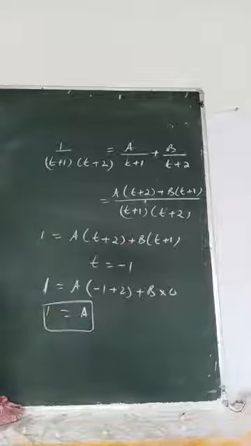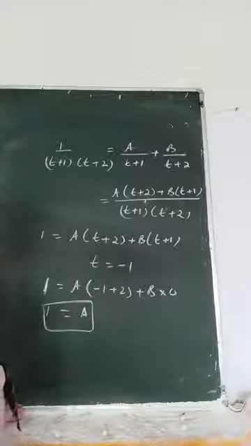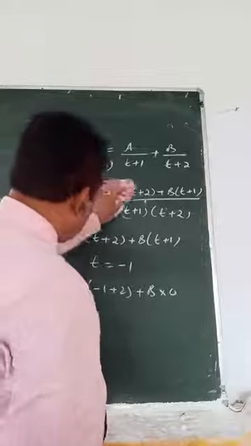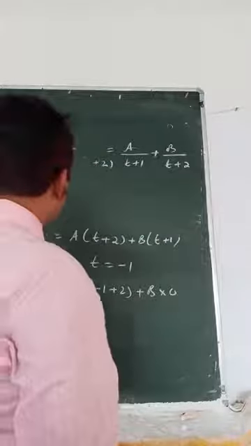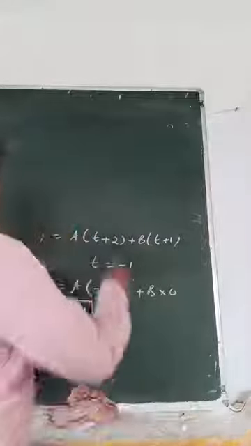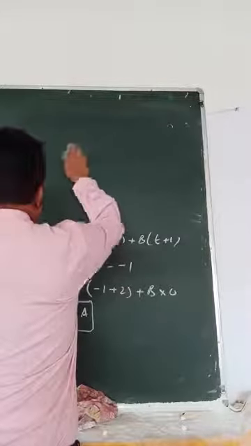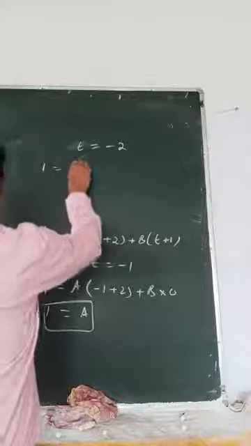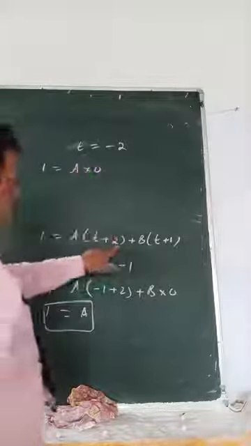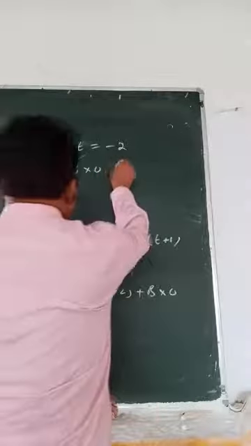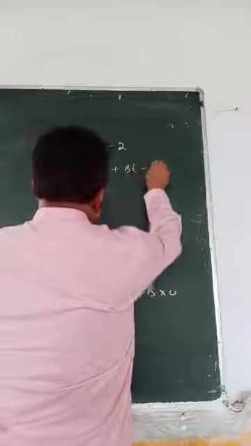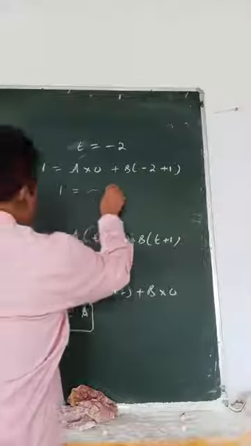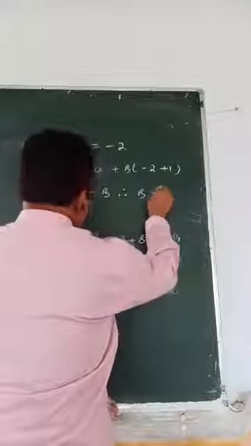Got it? Okay. Now put t equals minus 2. A into 0, this is 0 here. B will be minus 2 plus 1. So b equals minus 1.